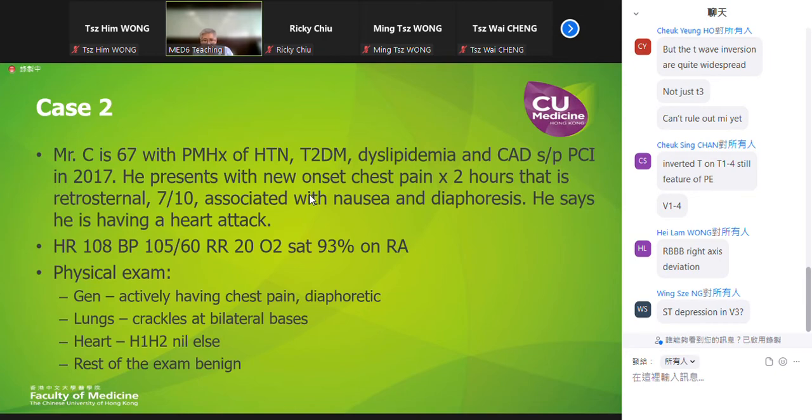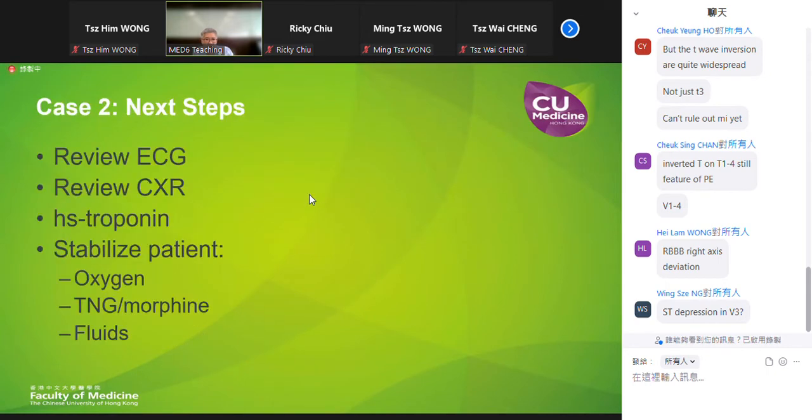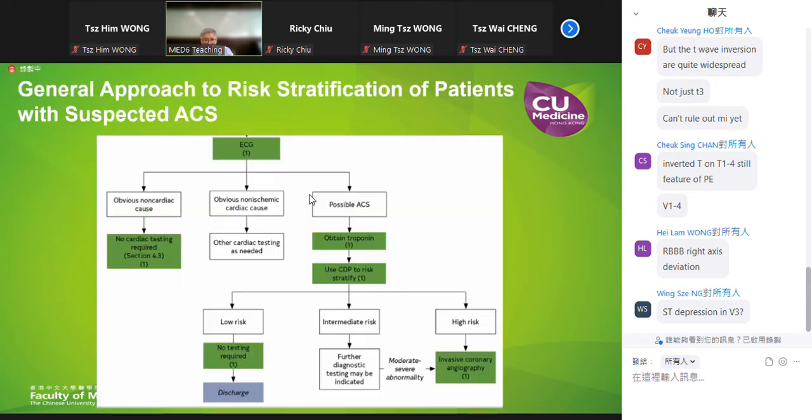Okay, so based on the history and the risk factors, you're thinking heart attack, so maybe he's right. Nothing seems to scream out at you like PE. Dissection is possible. Pneumothorax is unlikely. So you're probably looking at ACS, dissection perhaps. Okay, this is high on the differential. So again, same thing: ECG, chest X-ray, troponin, stabilize the patient.